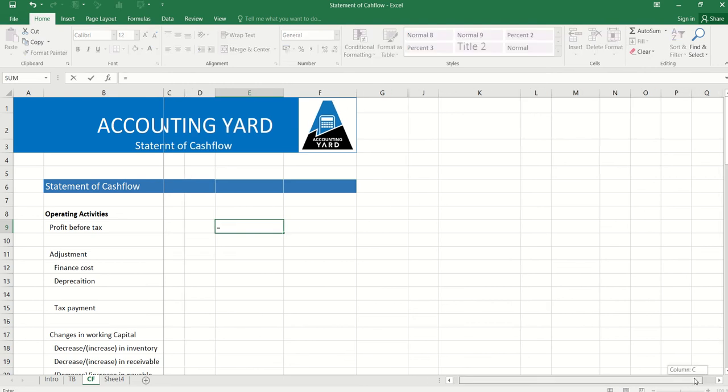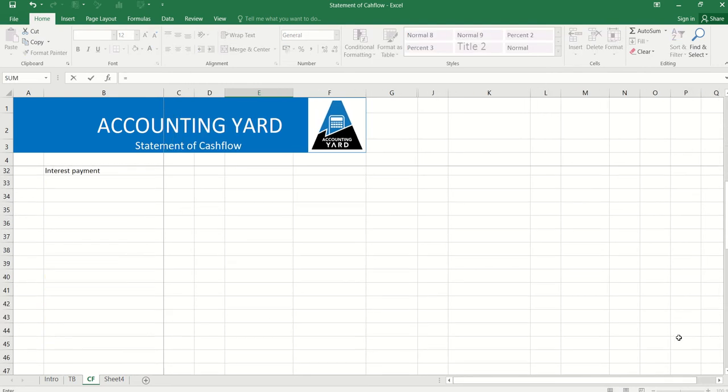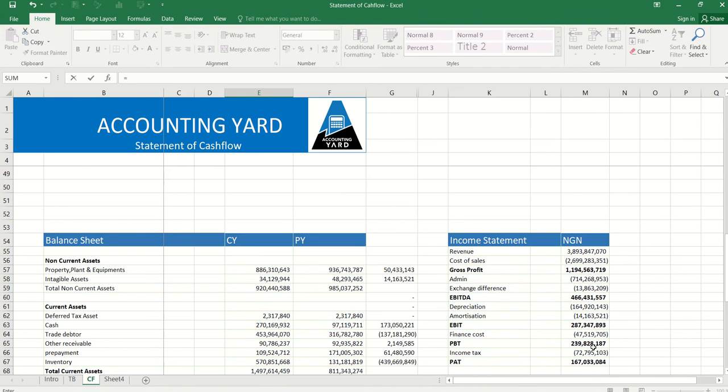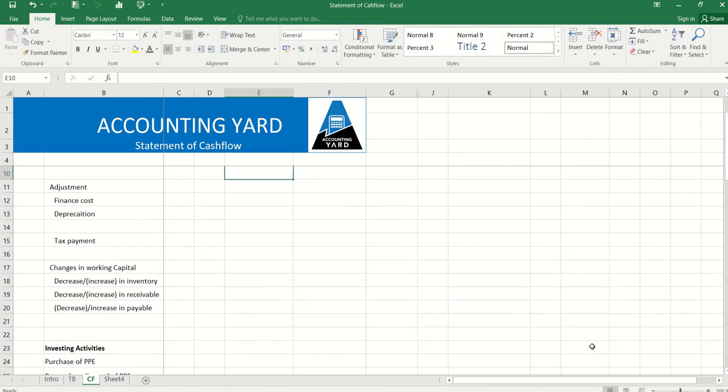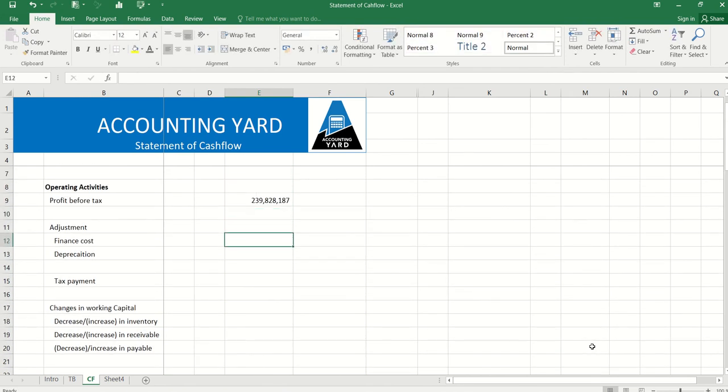And the first thing is PBT, right? You can start from PBT, you can start from EBITDA, you can start from EBIT. But in this particular scenario, I want to start from PBT. I pick my PBT figure, press enter, right? There. Now, finance cost is an adjustment. We'll just adjust it, right?